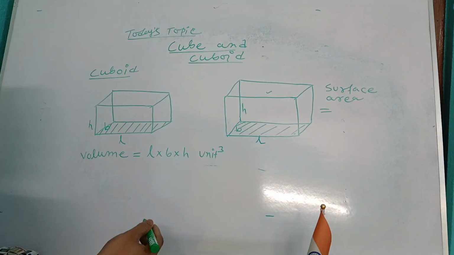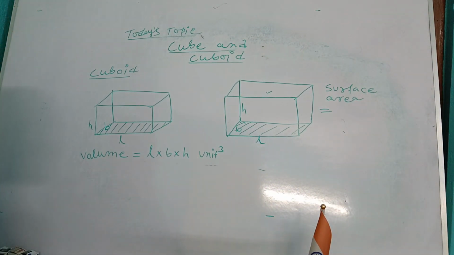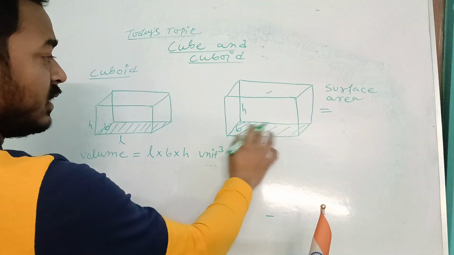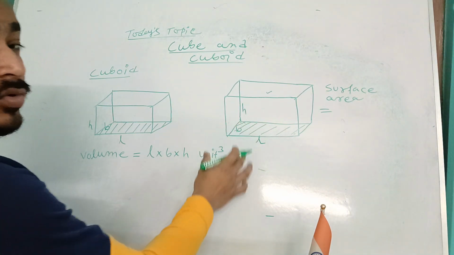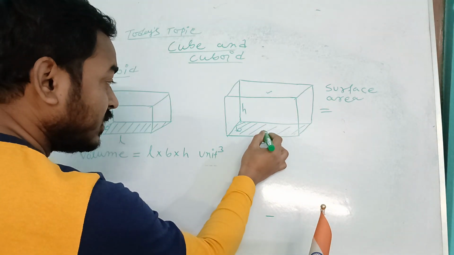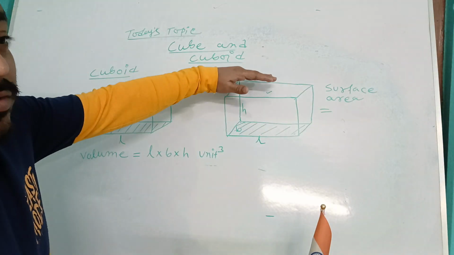So you can see, what is the area of this region? It is length into breadth. So here the area is length into breadth. Here the area of this surface, it is what? Length into breadth. And the same surface is here also, na?